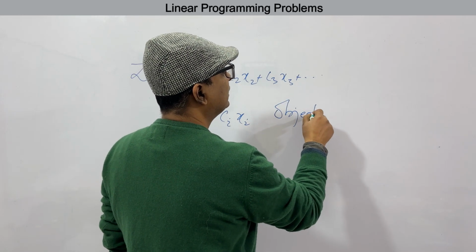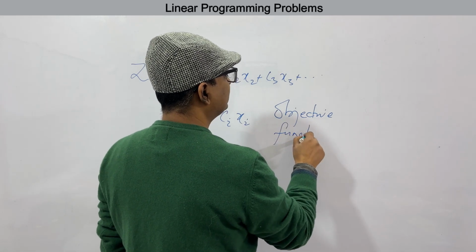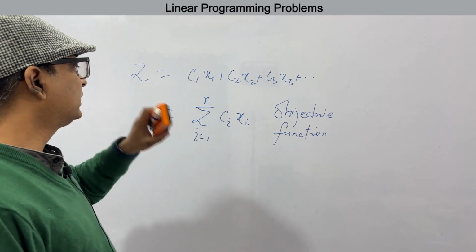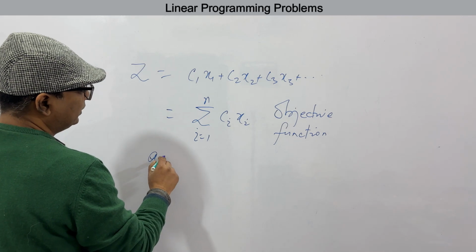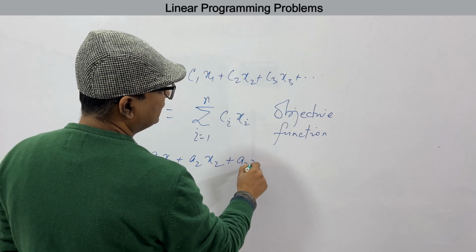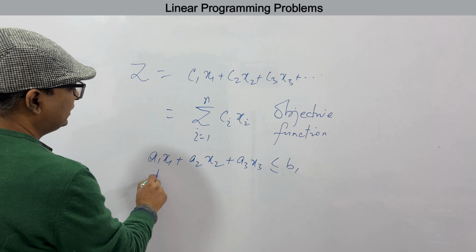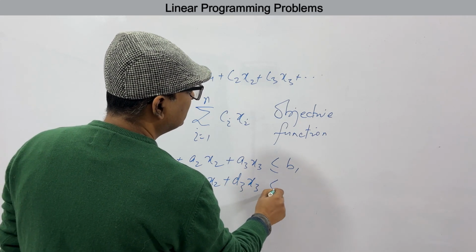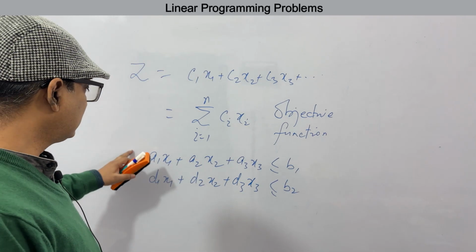I'm just giving you a recap before entering the simplex method. This is our objective function. Okay, so this has to be maximized or minimized. This is the objective function, and we have certain constraints. For example, we have a1 x1 plus a2 x2 plus a3 x3 less than equal to, let's say, b1. Then next we have d1 x1 plus d2 x2 plus d3 x3 less than equal to b2. This type of constraints we have, these are called constraints.